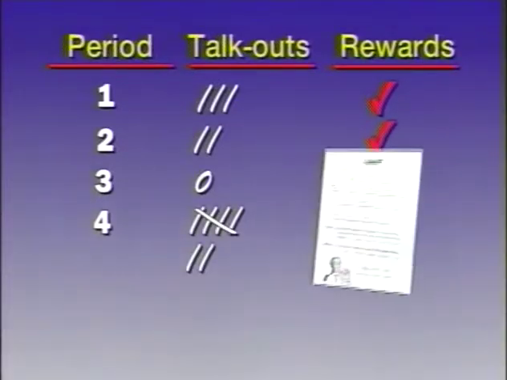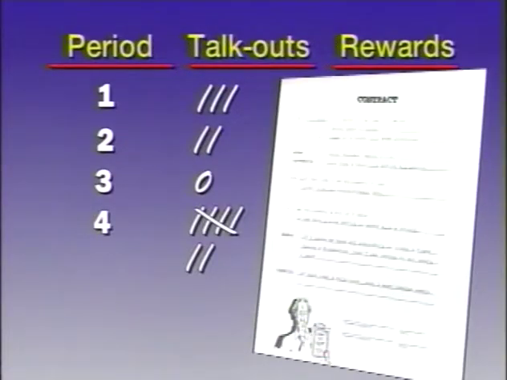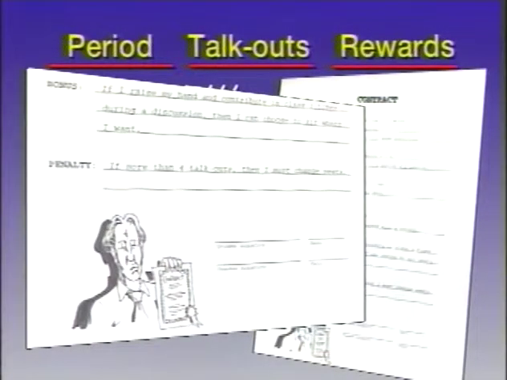But suppose Alex can't resist talking to his friends in fourth hour. At this point, a penalty clause might help. A penalty clause such as changing his seat when he exceeds 4 talkouts gives him added incentive when all else fails.